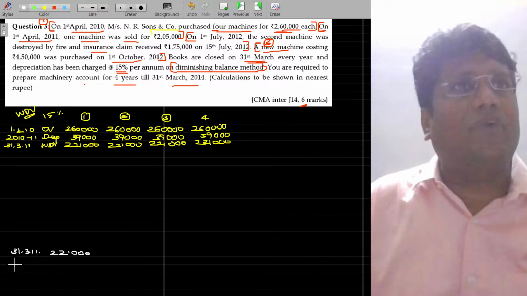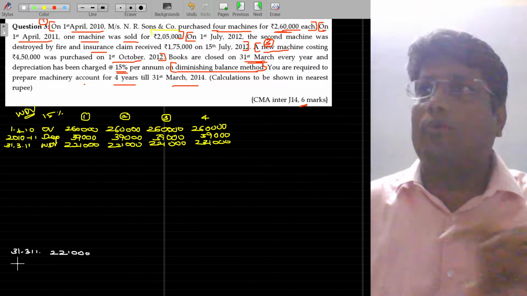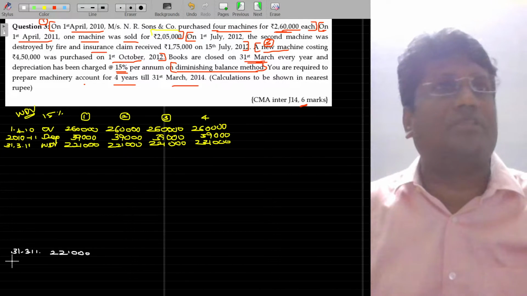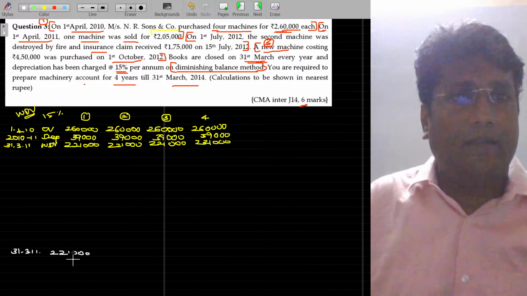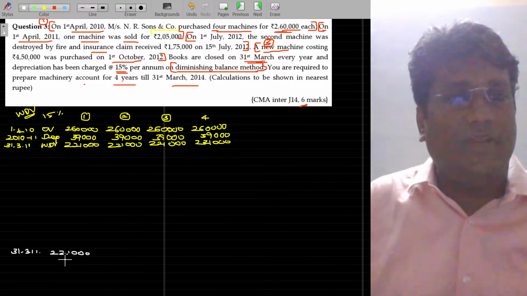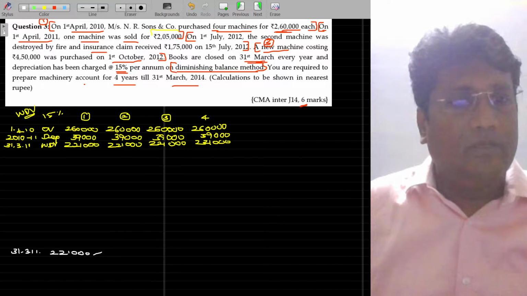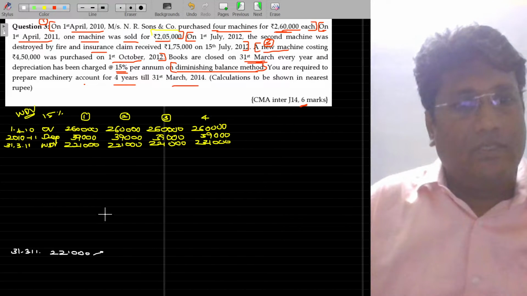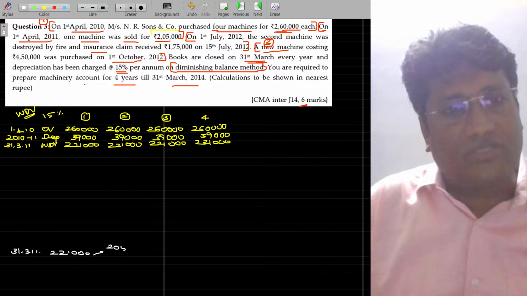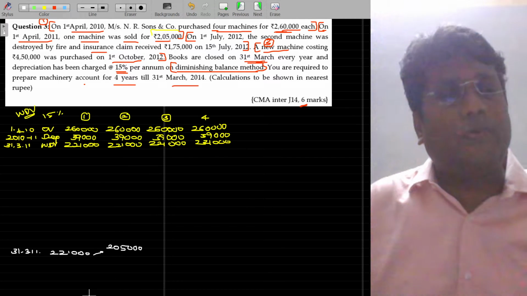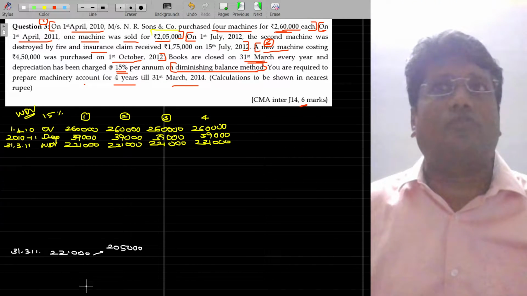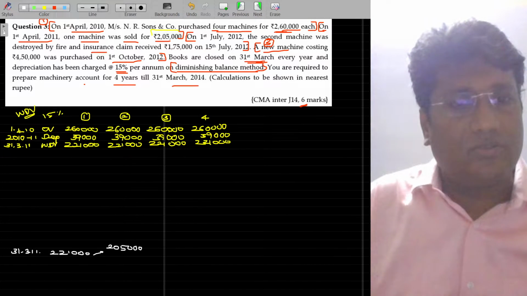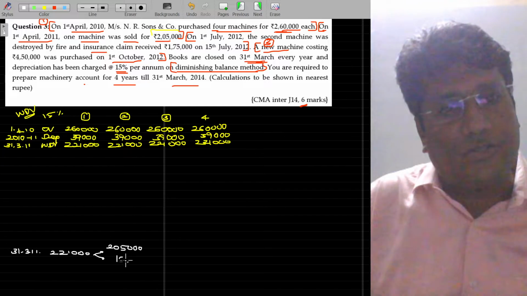Is there any depreciation for the year of sale? No. The asset was sold on day one itself, so we won't provide any more depreciation for that year of sale. As per my book, it is valued at rupees 2,21,000, but it is sold for 2,05,000 rupees. It means I lost. How much? 16,000 rupees is the loss.